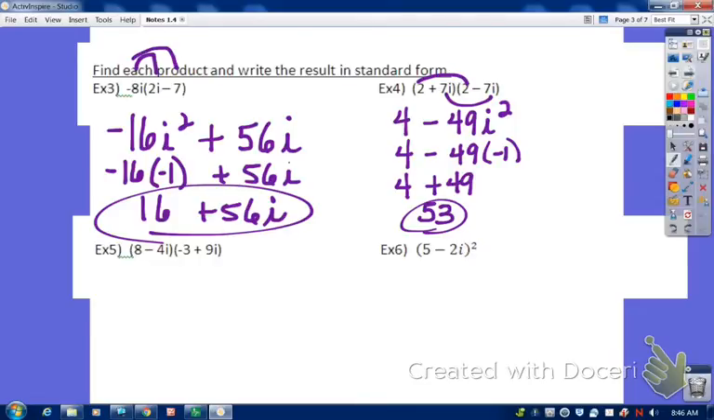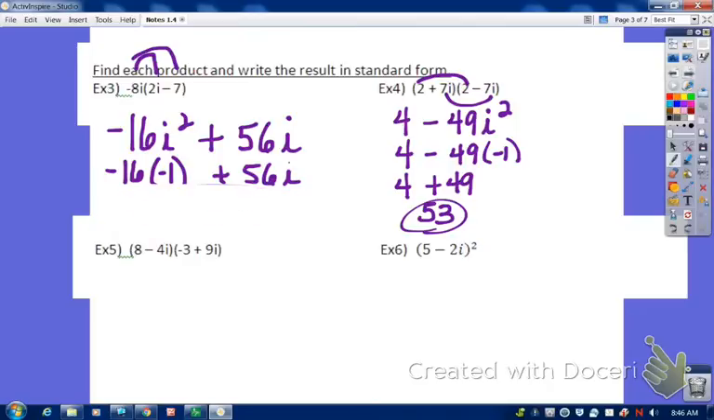So that one works out. The i squared turns into a -1. You don't have any i's in your answer. That could happen. All right, example 5. Multiplying 2 binomials together. Are they special? No, they are not special. If your binomials are not special, you have to multiply all the way out. That means you have to multiply 4 times.